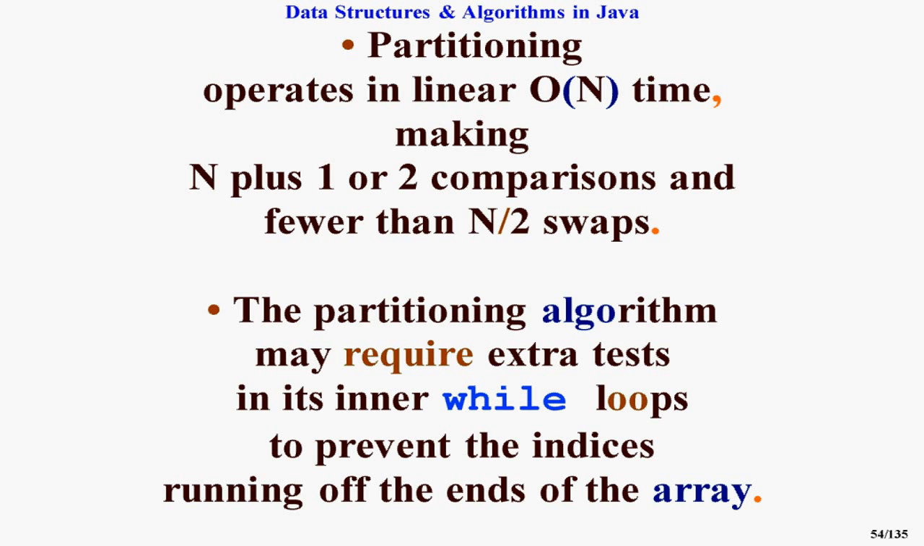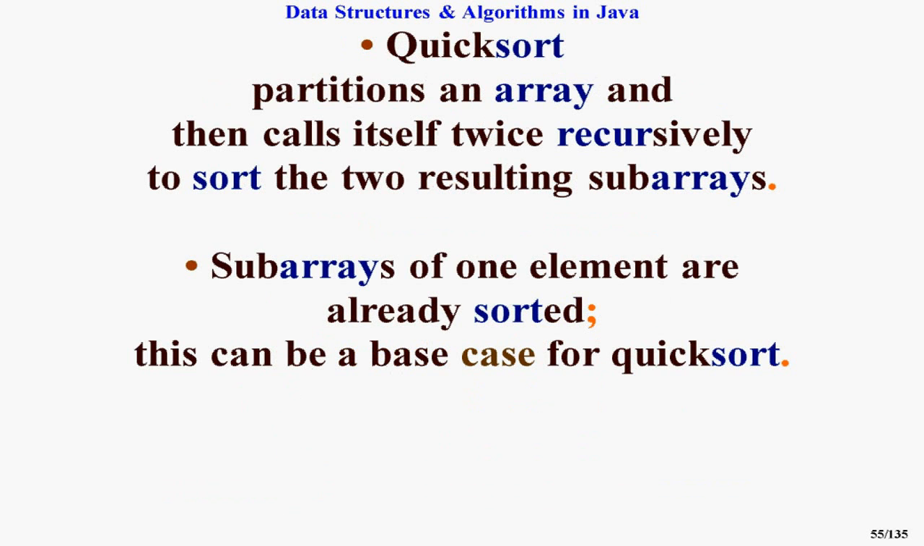The partitioning algorithm may require extra tests in its inner while loops to prevent the indices running off the ends of the array. Quicksort partitions an array and then calls itself twice recursively to sort the two resulting subarrays. Subarrays of one element are already sorted. This can be a base case for quicksort.